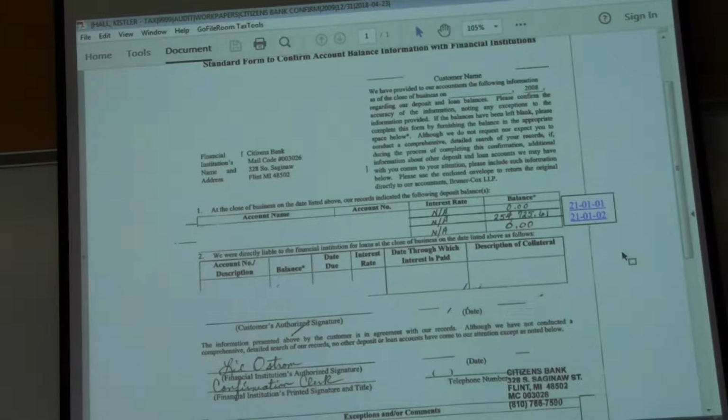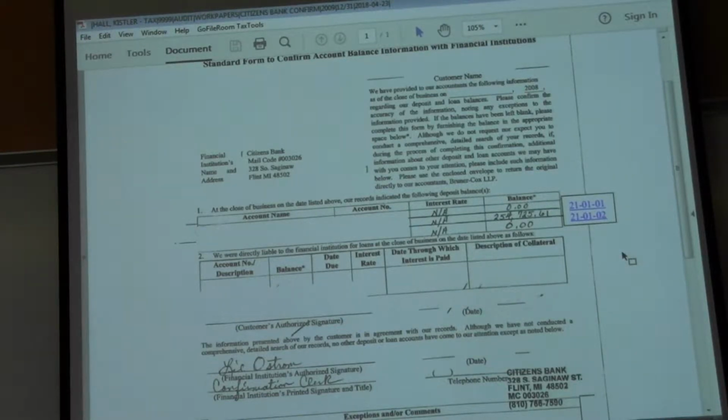Now, these are not all done electronically, but we're trying to move that way. Most of them are done electronically, where you send it and you get an electronic confirmation back, so that old school sending out the paper, you don't have to do it anymore. But that's a bank confirmation.